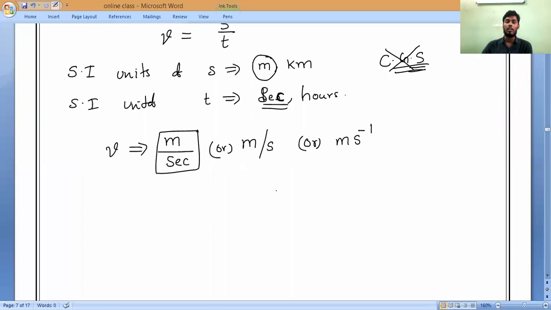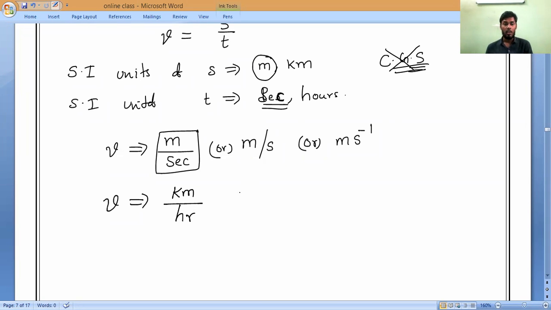While you're solving numericals, always you have to keep meter per second. Don't write meter second inverse, as this will give you confusion again. So this is one unit. Now, if we consider kilometer, what is another unit? If we consider kilometer per hour, kilometer, time we have to take in what? We have to take in hours. Clear, that is what it is.